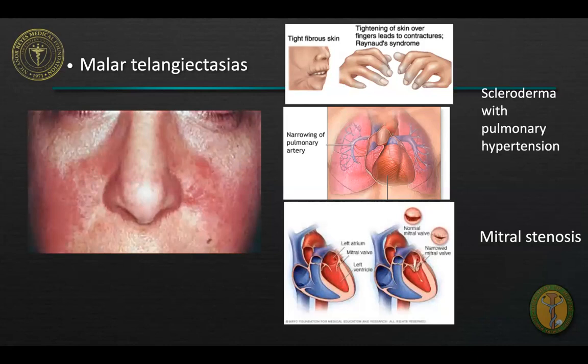You may also appreciate different types of telangiectasias. We have hereditary types, which may be seen on the lips, tongue, and mucous membranes, which may be a part of Osler-Weber-Rendu syndrome or your hereditary hemorrhagic telangiectasia. What about malar telangiectasia? This can be seen in patients who have severe mitral stenosis in rheumatic heart disease and scleroderma.